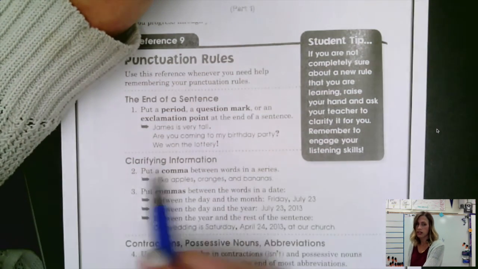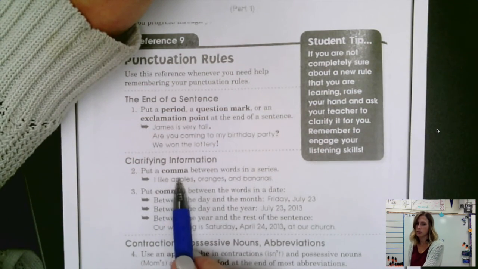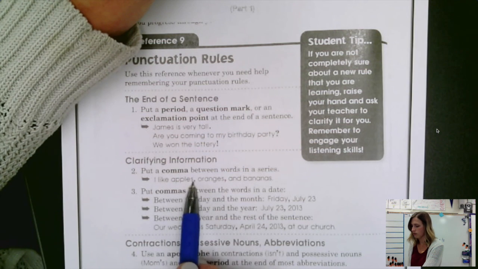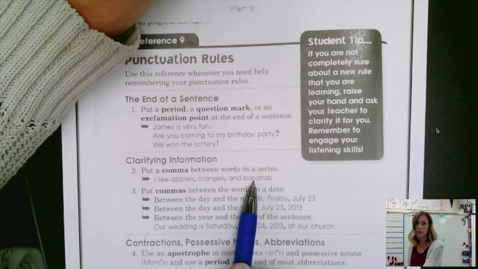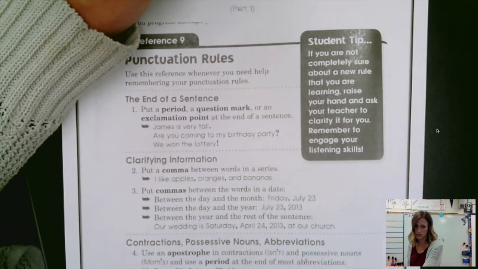2, to clarify information, we're going to put a comma between words. So, I like apples, oranges, and bananas. If we have 3 or more, that's when we start adding commas.